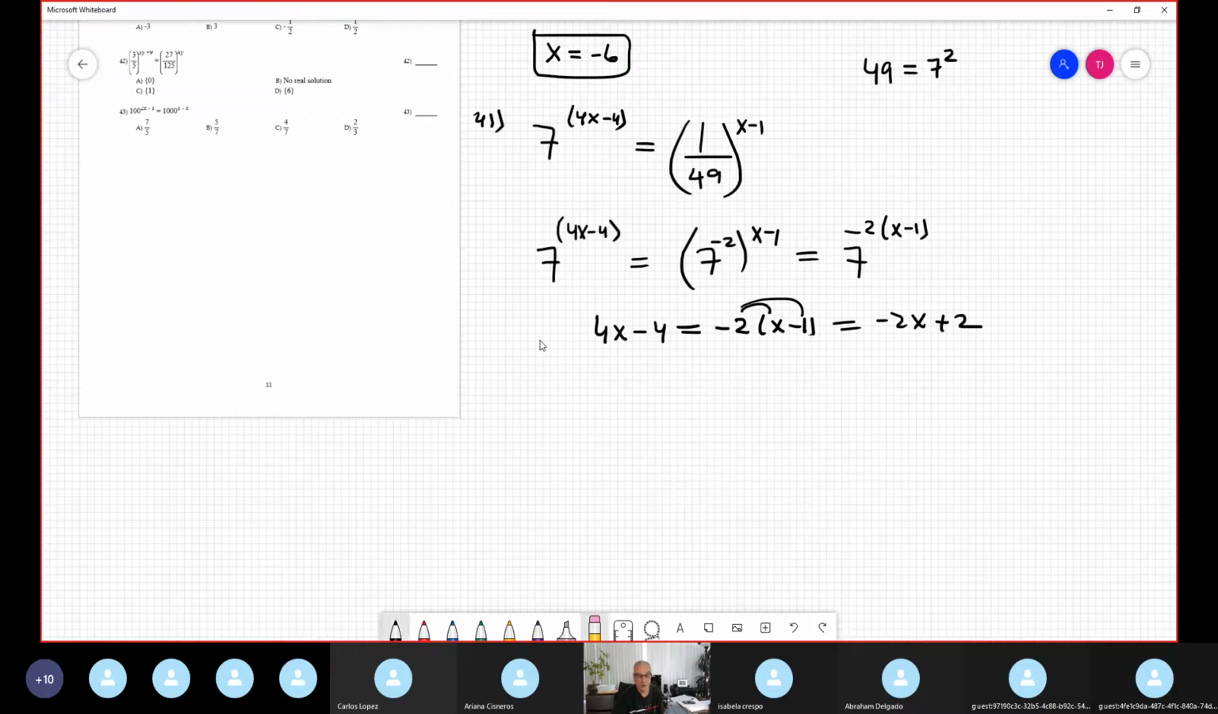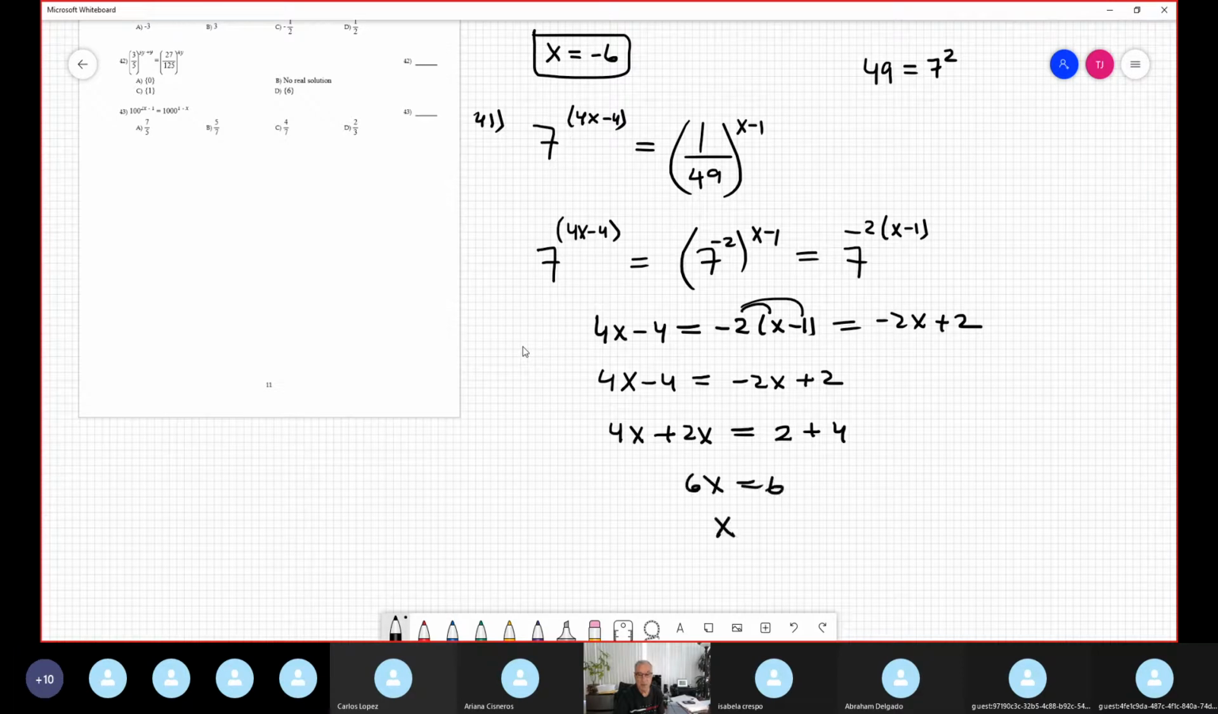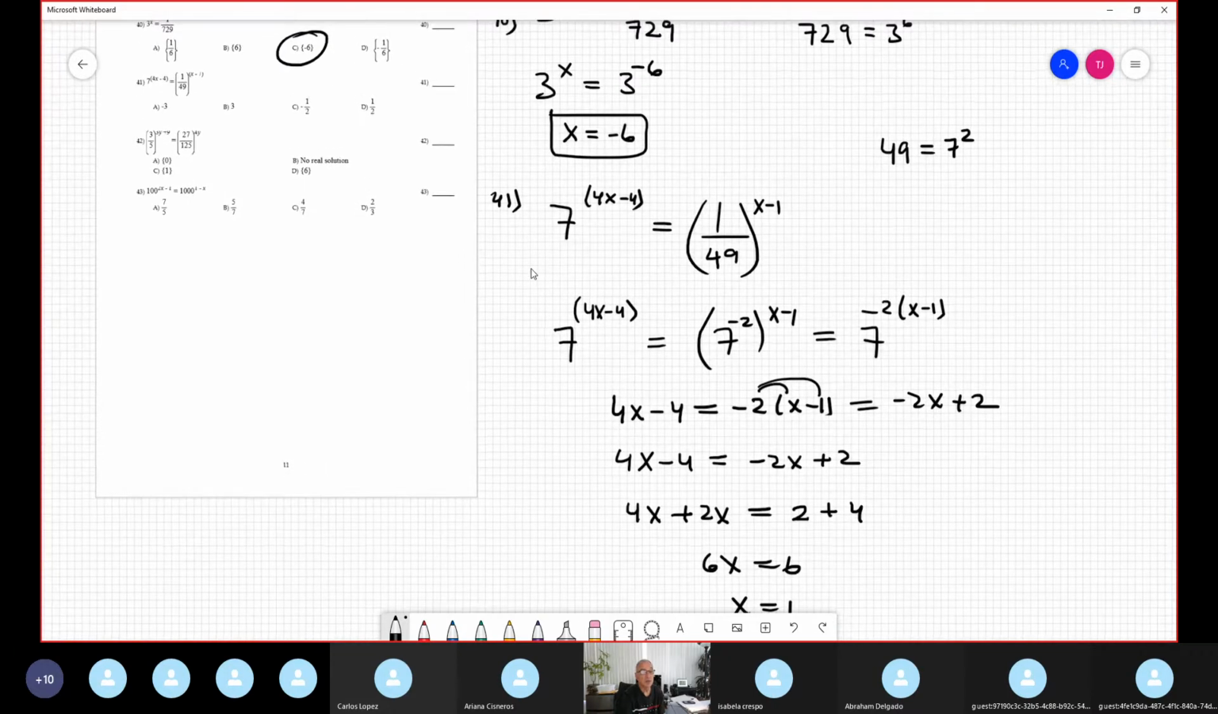Okay. This is 4x minus 4. And this is minus 2x plus 2. It's correct. This is 4x plus 2x equal 2 plus 4. I did well then. Okay, let me check in my calculator. So the answer is 6x equals 6, x equals 1. Maybe, I don't know, see if I wrote it well or not. Okay, let me put it in my calculator.